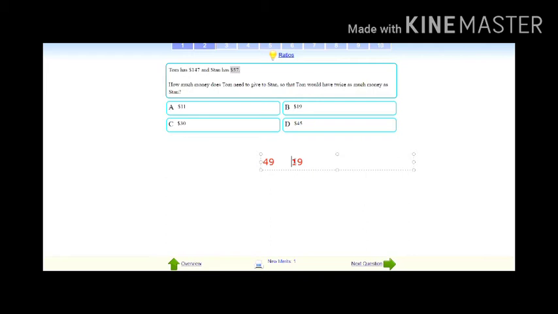So from 49 you transfer some money to 19. If you give $9, 19 to the 38, right? Right now 19, yeah, 19 to the 38. So this is extra. 11 is extra, right? Yes, so 11 is extra.